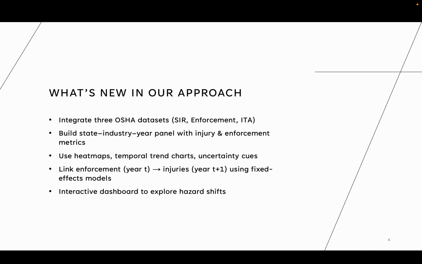Our approach brings together three main OSHA datasets: severe injury reports, enforcement records, and the Injury Tracking Application into one combined panel. We build clear heat maps and trend charts that show injury rates and hazard shifts by state, industry, and year. We also look at whether stronger enforcement in one year is followed by fewer injuries the next year, using simple fixed effects models. Finally, we'll put this all into an interactive dashboard that helps users explore these patterns in a straightforward way.